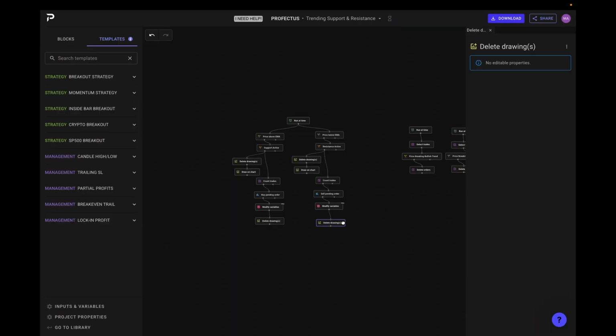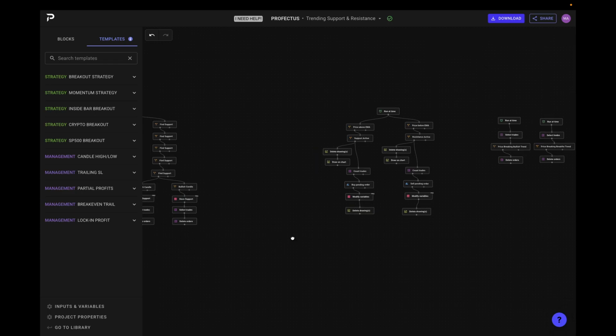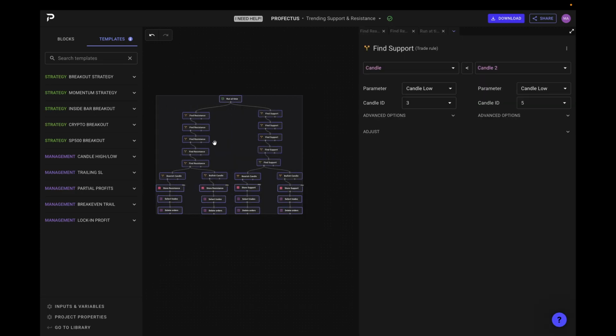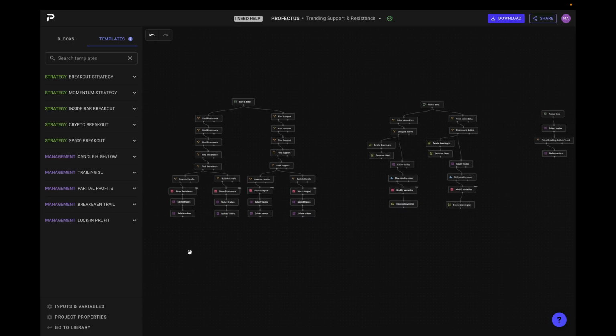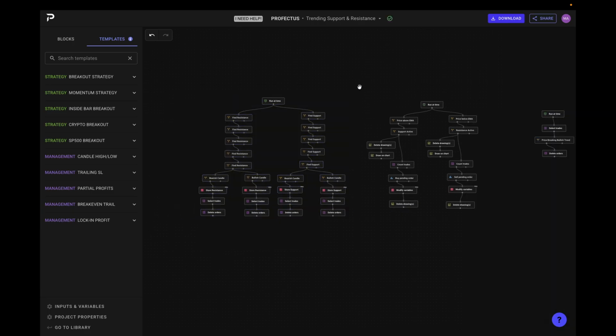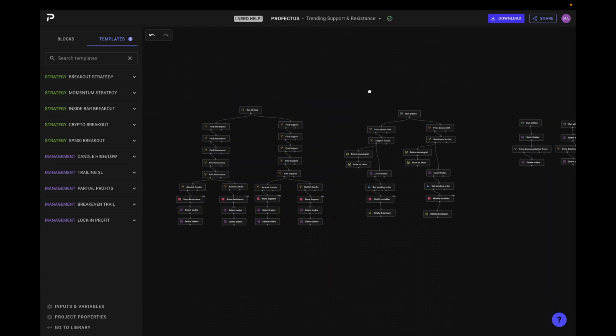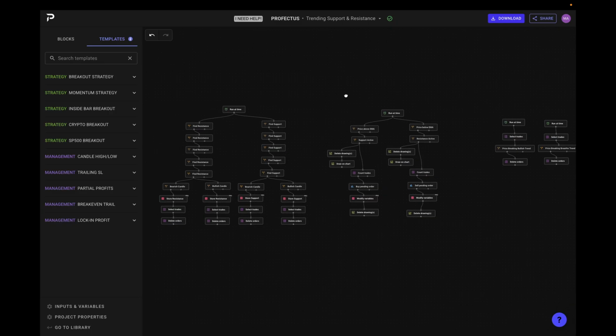And that is how you build this system. That is step by step how you find a fractal, and then when the fractal is there, we're gonna place an order there and trade it. You can make a lot of variations of this system, but this is step by step how you build it in Profectus. You can download it, play around with it, and let me know your findings.